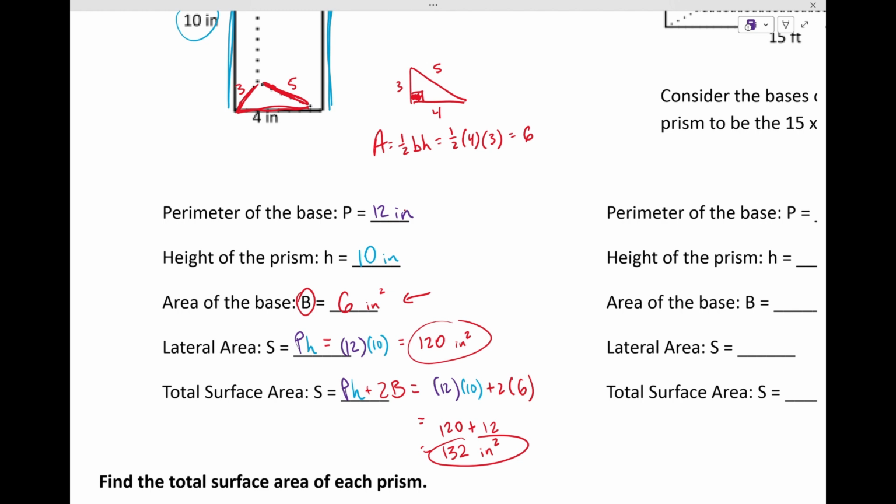For the test, you will need to know the difference between total and lateral. Again, the only difference is adding the bases or not. Okay?